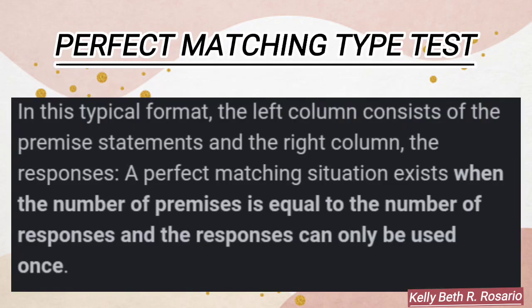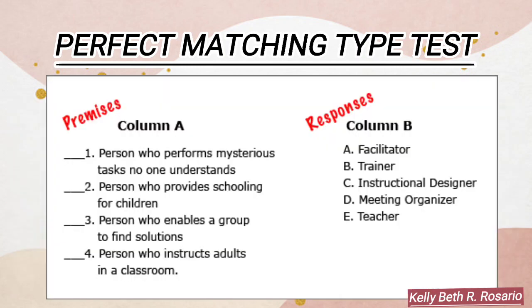Perfect matching type. In this typical format, the left column consists of the premise statements and the right column the responses. A perfect matching type situation exists when the number of premises is equal to the number of responses and the responses can only be used once. This is the example. The premises and responses have the same quantity.